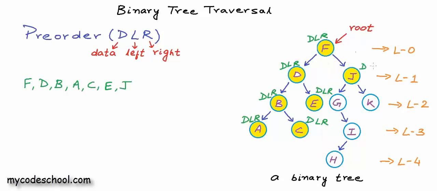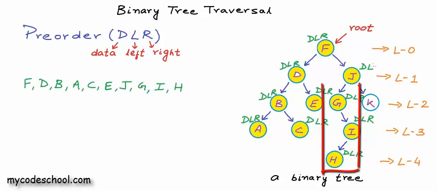Now we need to go left of J, and there is nothing in left of G, so we can go right. And now we can go left of I. For H there is nothing in left and right. Now at this stage left subtree of I is done and right subtree is null. And now we can go back to J. The left subtree for J is done, so we can go to its right subtree. Finally we have K here, and we are done with all the nodes.